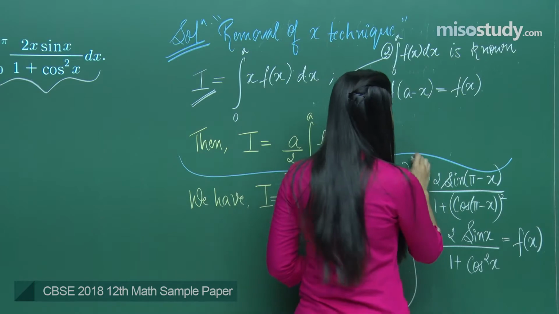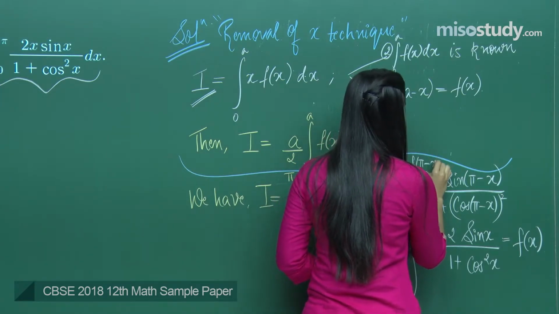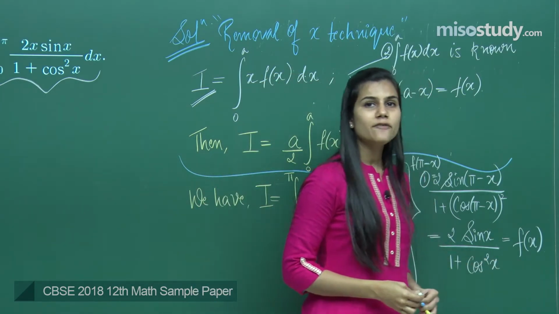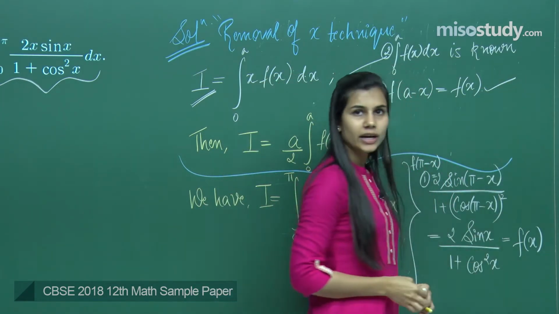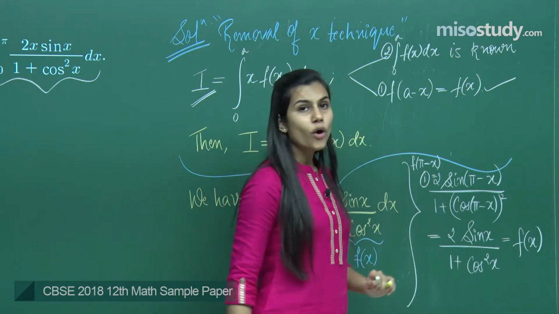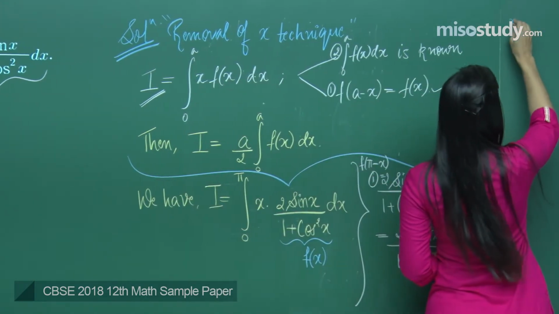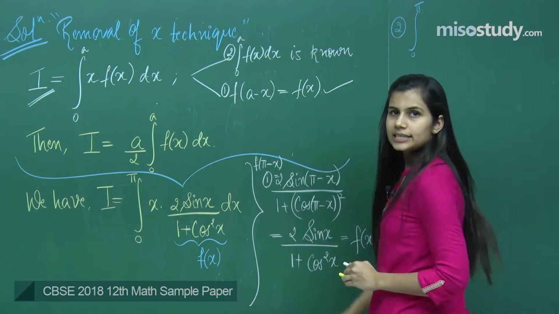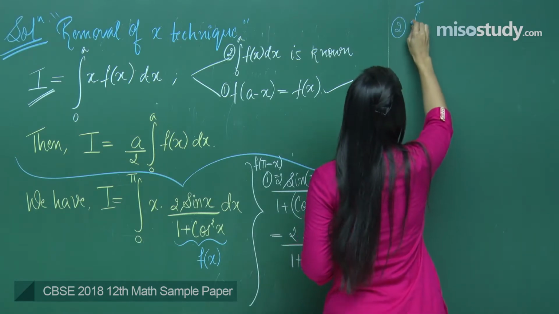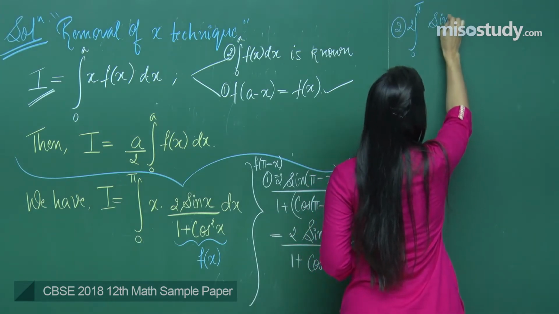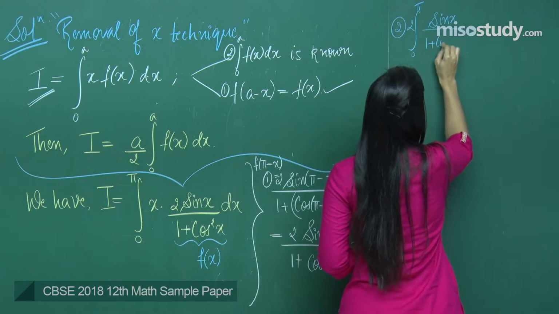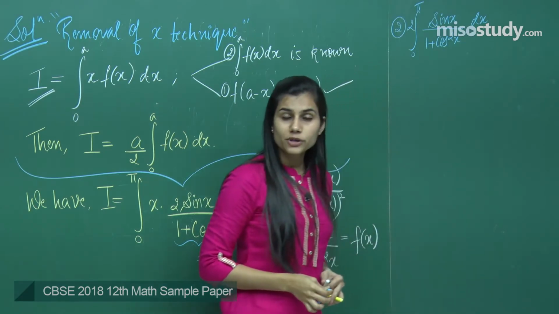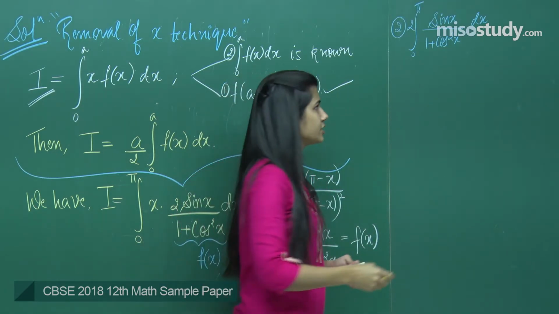So I have with me that f of pi minus x is equal to f of x. So this condition is satisfied. Next, the point is that I should know the integral 0 to pi f(x) dx. So 2 I will just take out. I have sine x upon 1 plus cos square x dx. Let's see if we are able to compute this particular integral or not.